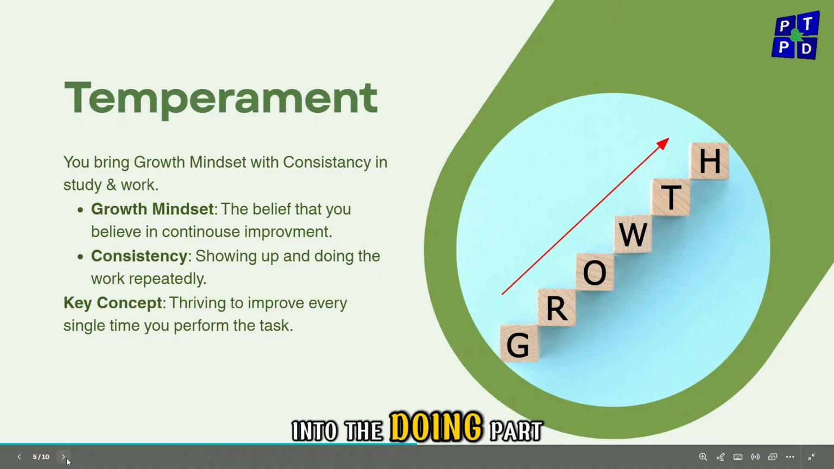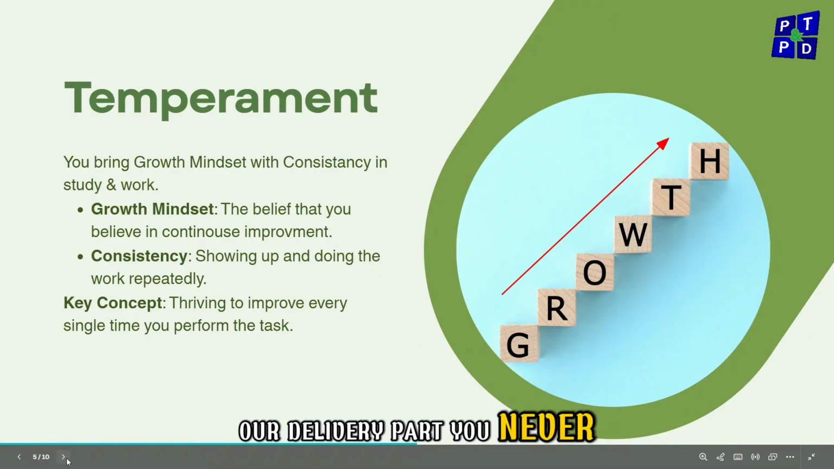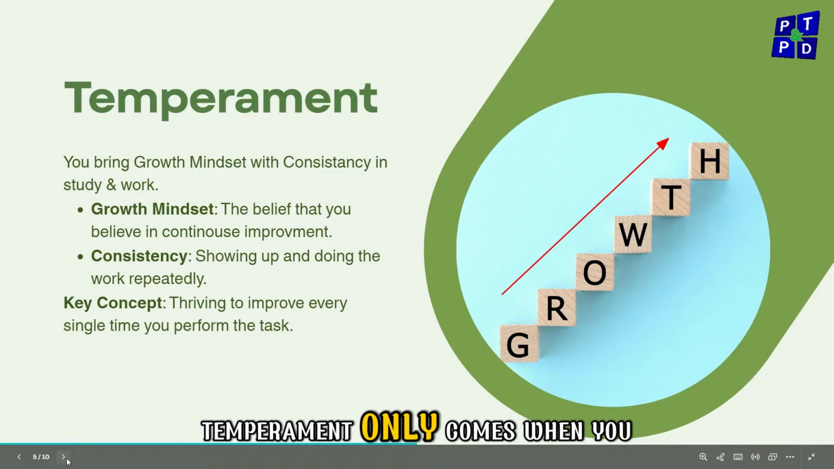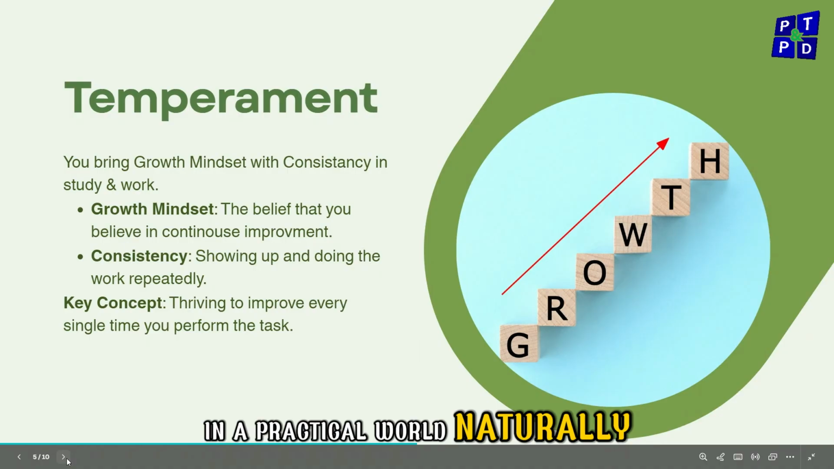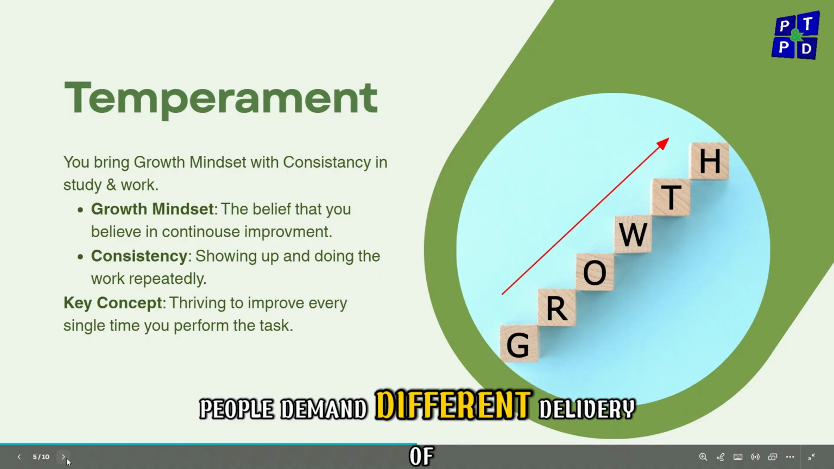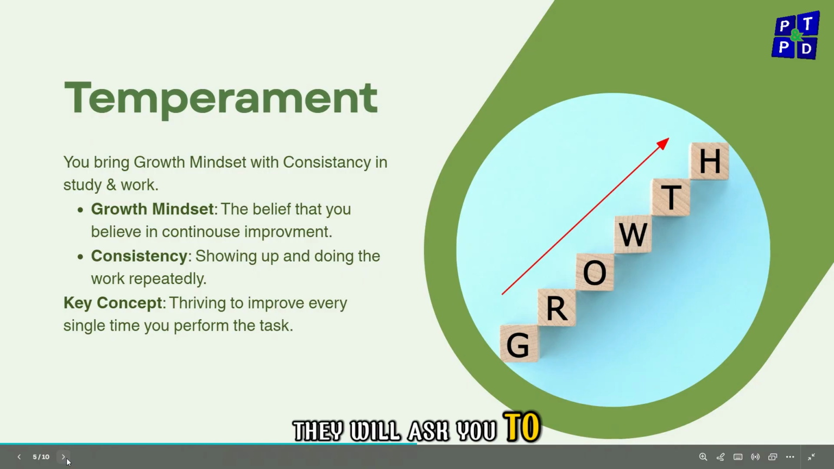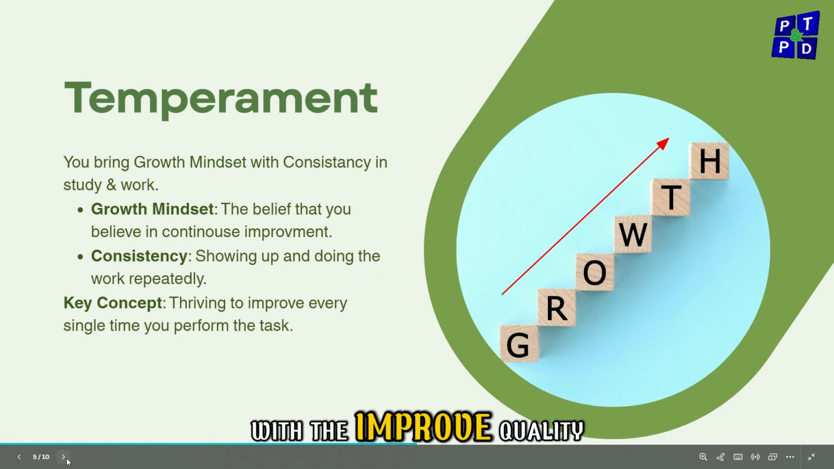Because we don't get into the doing part, or delivery part, you never get to develop a temperament. Temperament only comes when you're continuously doing things in the practical world. Naturally, people demand different delivery of the same thing. They will ask you to improve on it. For example, you learn how to plant a plant. You sow a plant, the plant grows there, you put it there, done. But if somebody asks, can you have 100 plants, then your mind will go, okay, I need to think differently. I can't do one plant at a time the way I did it. So this is where you need to keep showing up and doing the work repeatedly with improved quality.